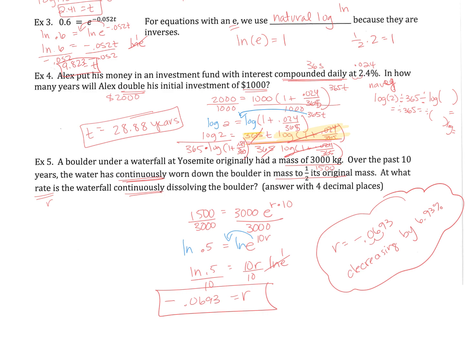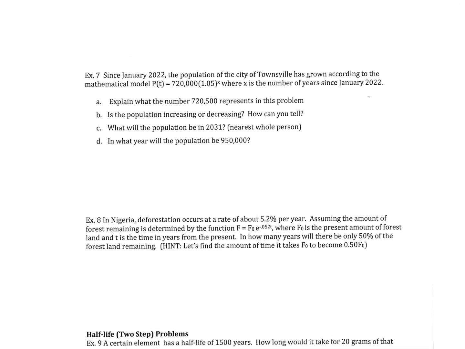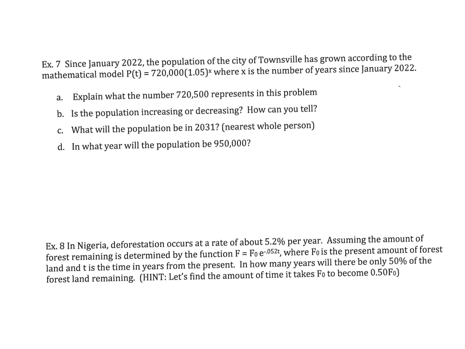Let's take a look at the page. So this first problem says since January of 2022, the population of Townsville has grown according to this mathematical model, where X is the number of years since January 2022. So the 720,500 represents the original population at time 0. The original population.